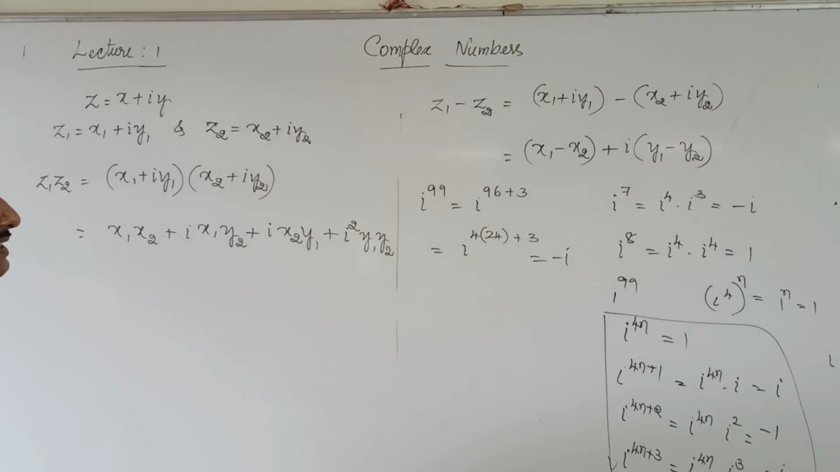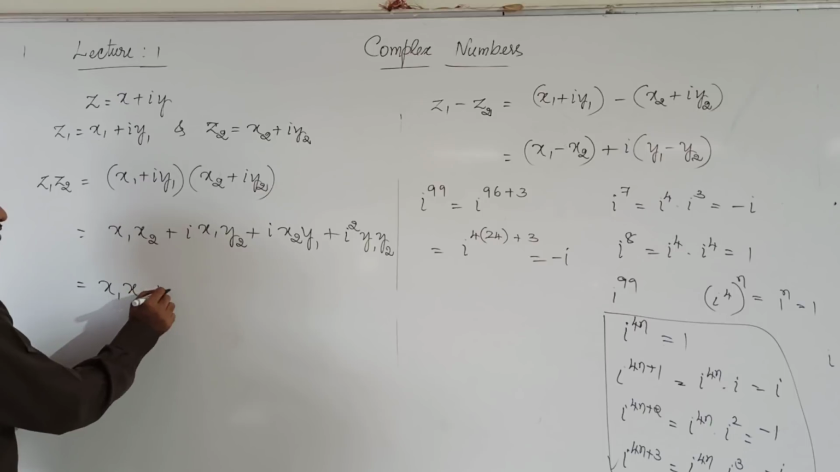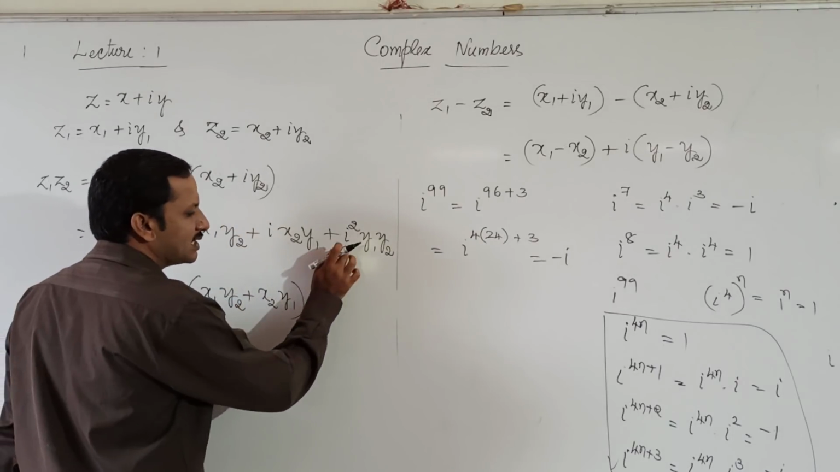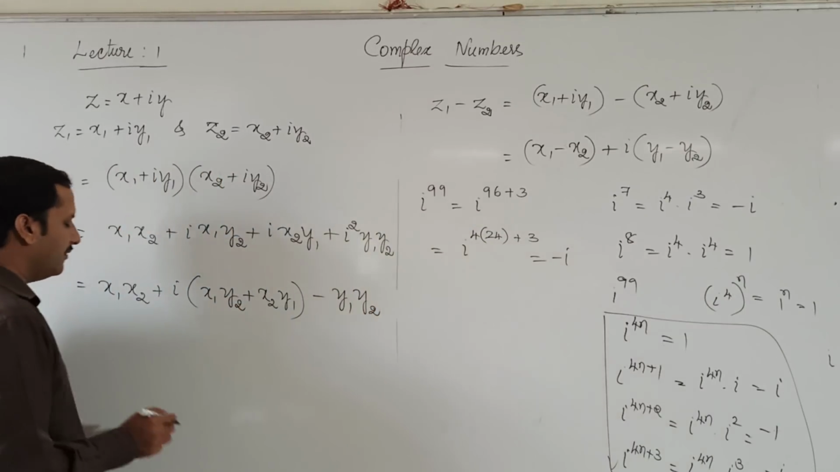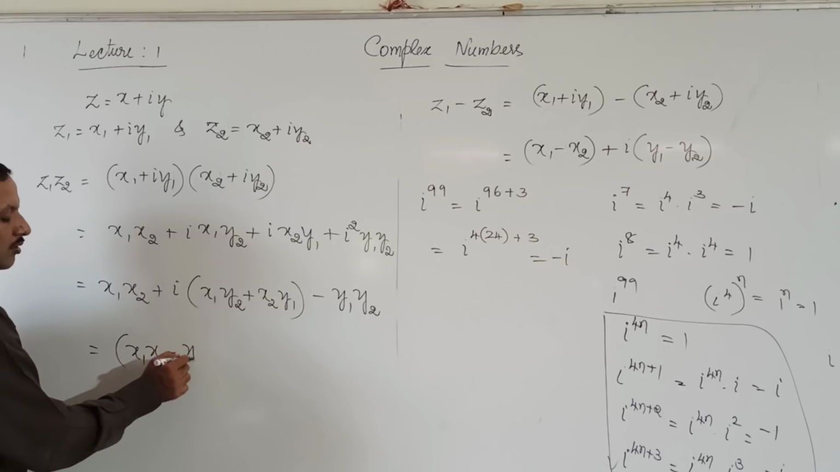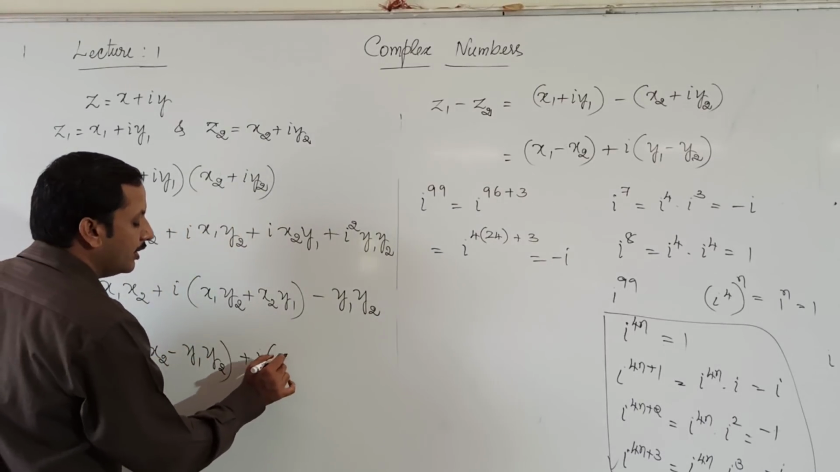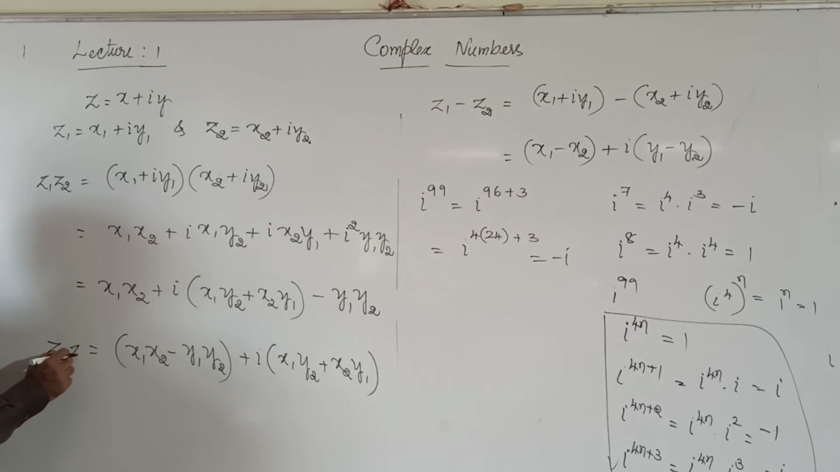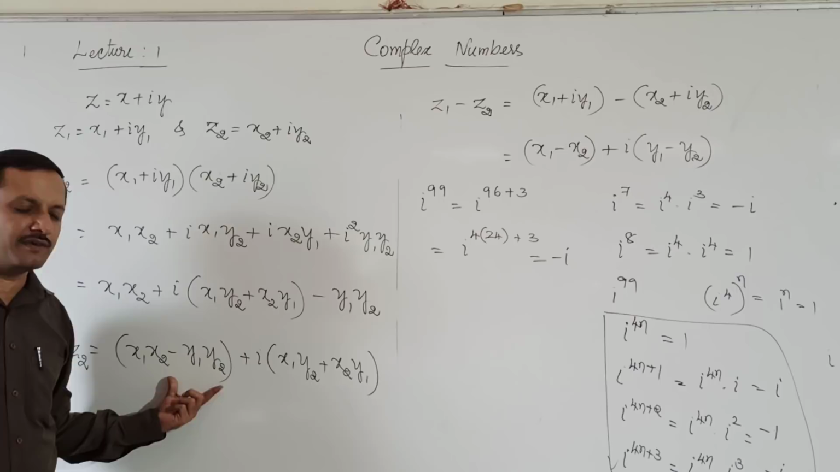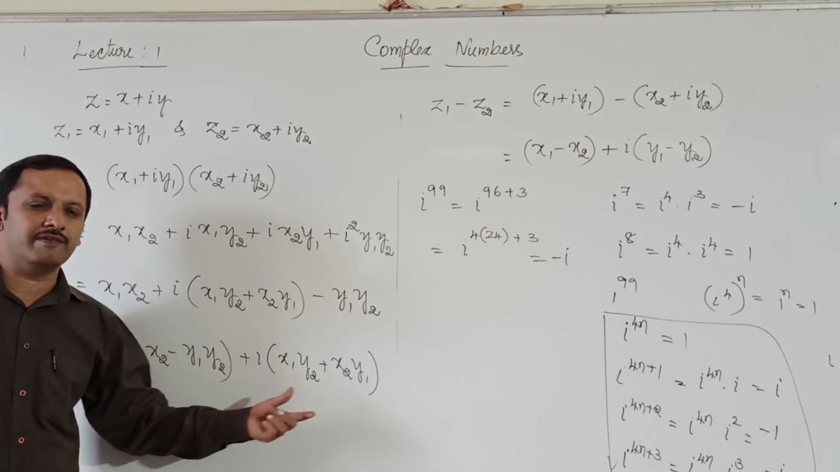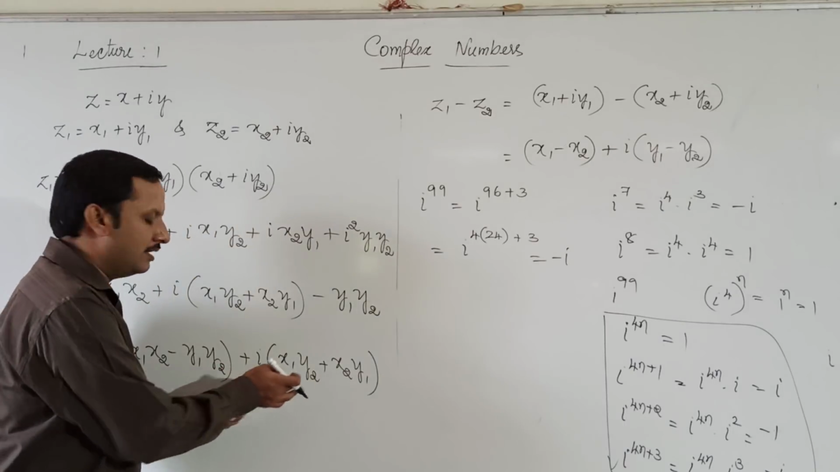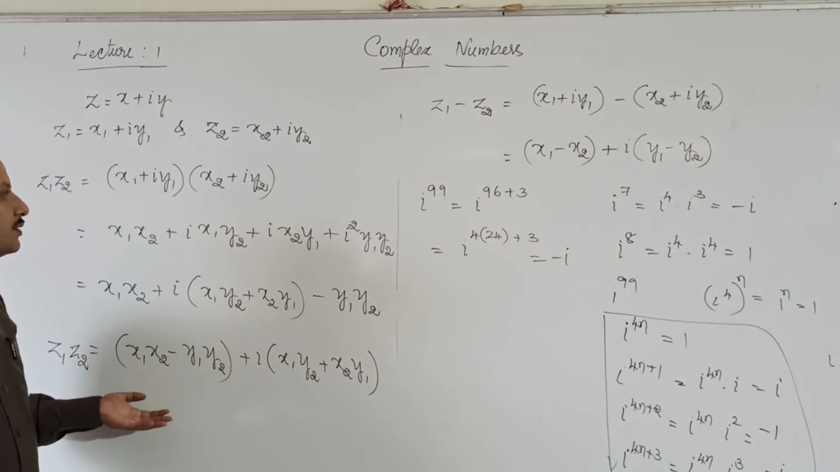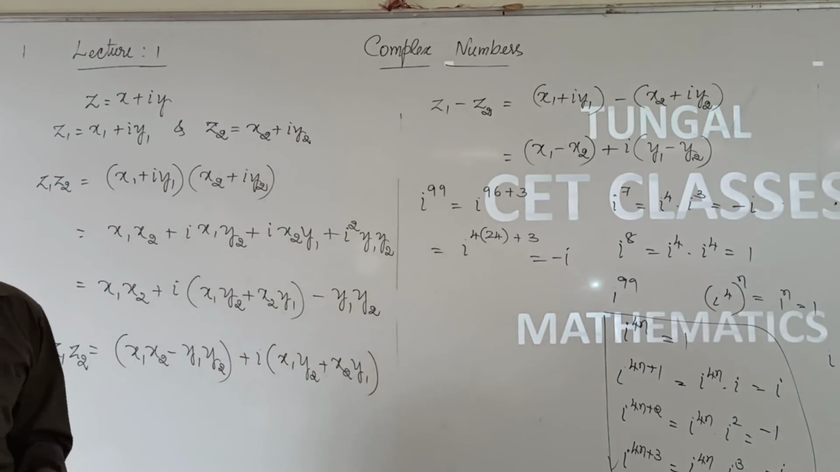What is the value of i square? i square is equal to minus 1, we already know. So we get x1 x2 plus i, taking common, x1 y2 plus x2 y1. i square is minus 1, so this term will become minus y1 y2. So this is equal to x1 x2 minus y1 y2 plus i into x1 y2 plus x2 y1. So now you can observe that z1 z2 is of the form x plus iy. So this is also a complex number. From this we can conclude that the product of two complex numbers is also a complex number.